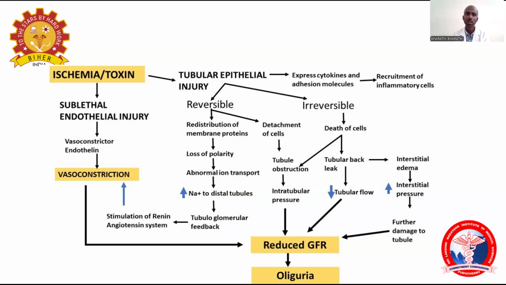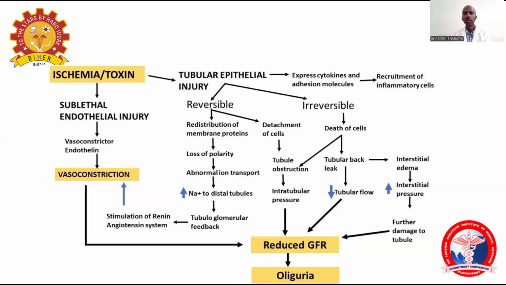What they'll do is, first, there will be sublethal endothelial injury. When this sublethal endothelial injury happens, ultimately they will release endothelin. This endothelin is a vasoconstrictor. Once there is vasoconstriction, there is a decrease in the blood flow. This decrease in the blood flow will result in reduced GFR, the glomerular filtration rate. If the GFR is reduced, it will result in oliguria or anuria.